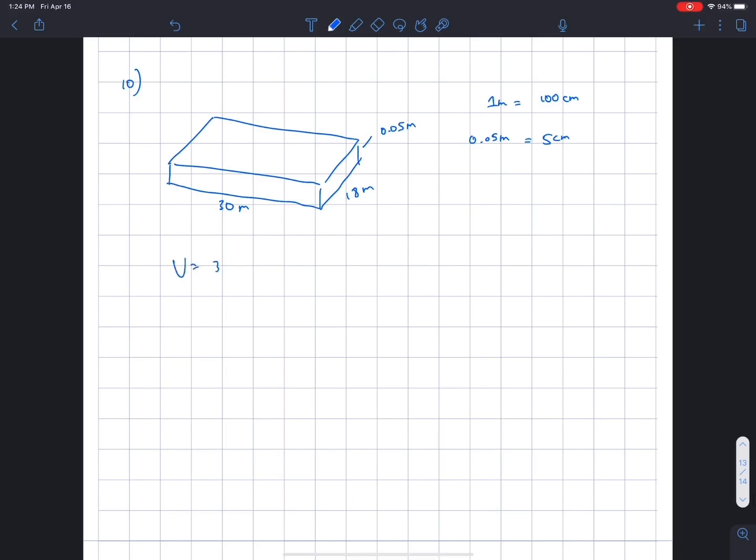So the volume is 30 times 18 times 0.05. We get 27 meters cubed. So now to calculate the cost, we need 27 cubic meters, and each cubic meter will cost us $108. So we just multiply them, and we get $2,916.